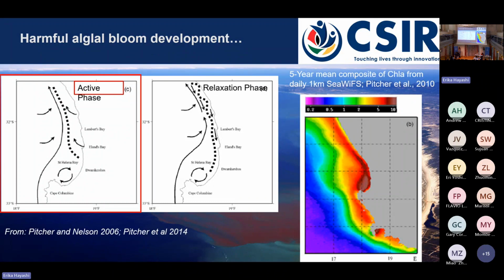What you really want to be able to resolve is the gradients, because there are other applications downstream as well with respect to fishing and the presence of pelagics at these fronts and how that filters down the food chain for other applications.